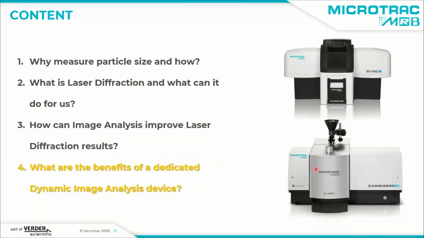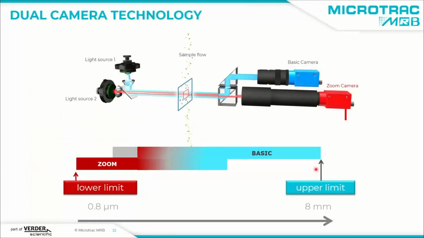So what are the benefits of a dedicated image analysis device such as the ChemSizer X2? Let's see how the ChemSizer X2 is built. For the ChemSizer X2, we have a sample flow, a flow of particles. It can be in an airflow, it can be a dry powder, or it can be a suspension. And these particles are illuminated by two light sources that actually have different wavelengths.